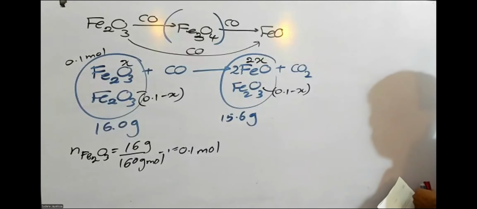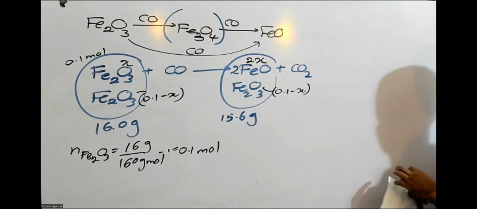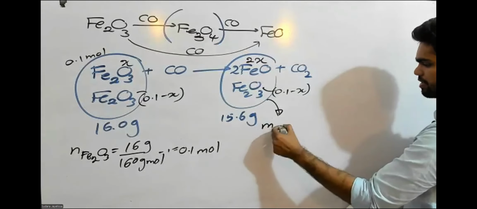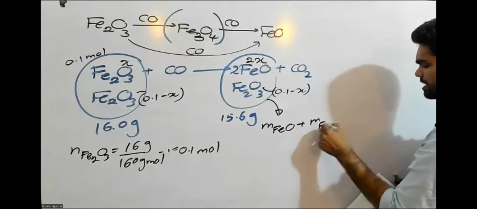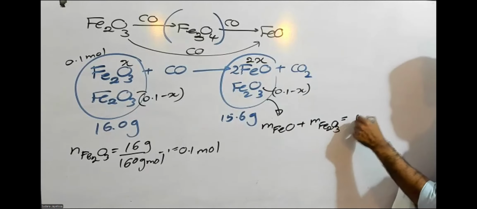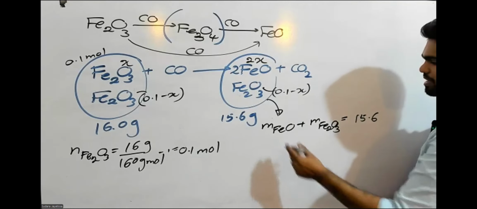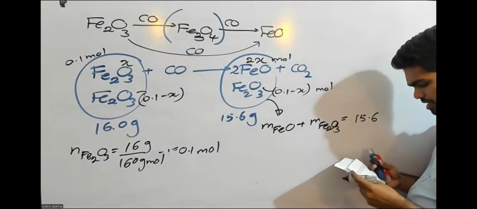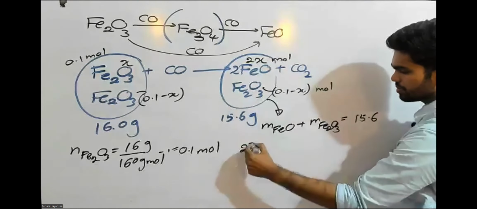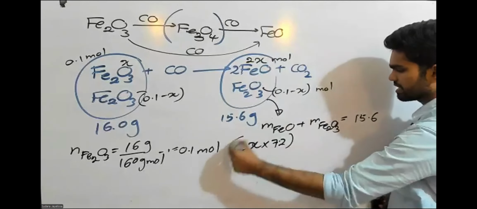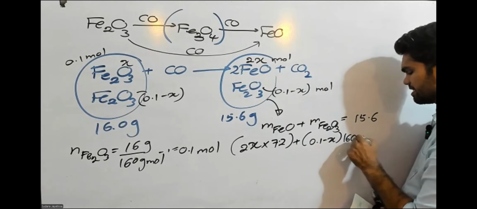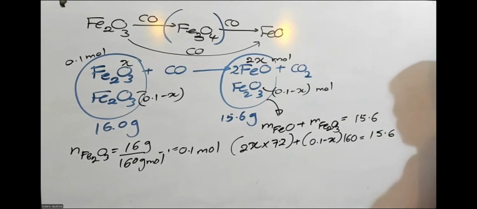Okay, without undergoing any change. Now we can use this value, no? So if you consider this sample, mass of FeO and mass of the remaining Fe2O3 is equal to 15.6. So you can multiply these moles by the molar mass. FeO molar mass is given as 72. So 2x times 72 is the gram, and (0.1 minus x) times 160 is equal to 15.6. Now if you simplify this, you can get the value for x.